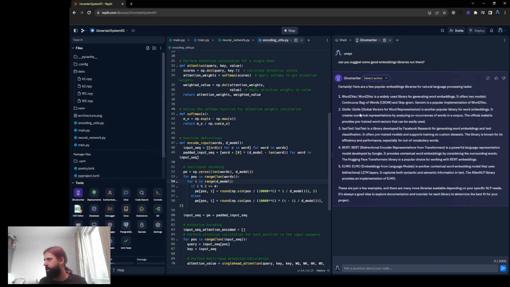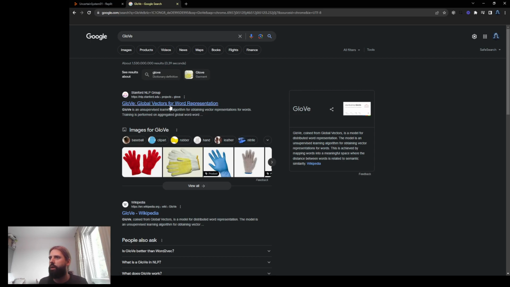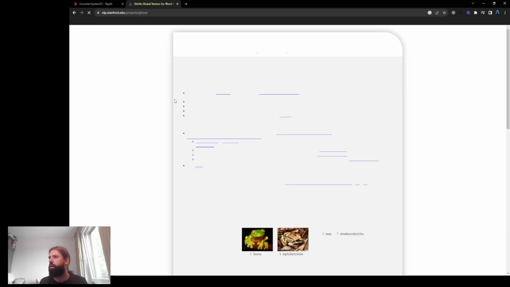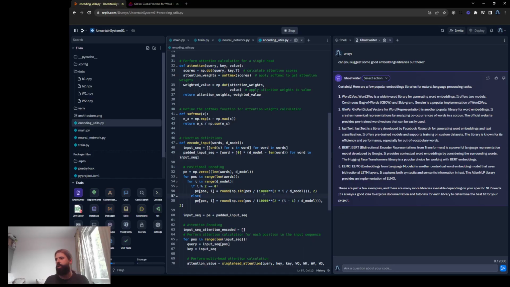Popular for word embeddings, GloVe. So, is that an actual thing? Word representation. Okay, because I guess that essentially just comes with pre-trained word vectors. So that essentially comes with a vocabulary, and it comes with the actual encoding. So I will just replace that with these.